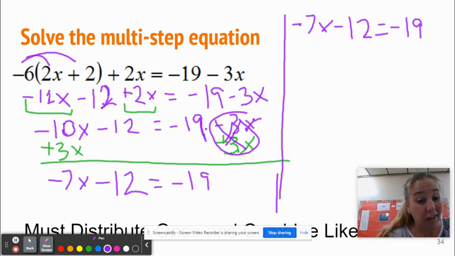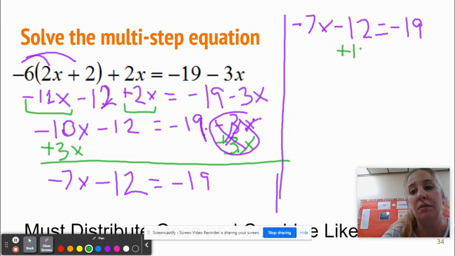So, right, we got to get the negative 12 gone, okay? Because before we can get the variable alone, we have to get the variable term alone. So it's a negative 12. I will add 12 to both sides.